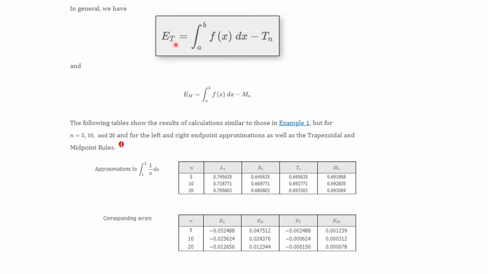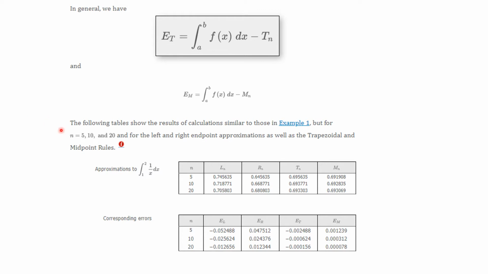Now, in general, the error with the trapezoidal rule is going to be the exact value of the integral minus T sub n, where T sub n is the trapezoidal rule for this function f of x, using n steps. And E sub M is for the midpoint rule, and again, we're subtracting the midpoint approximation for n.